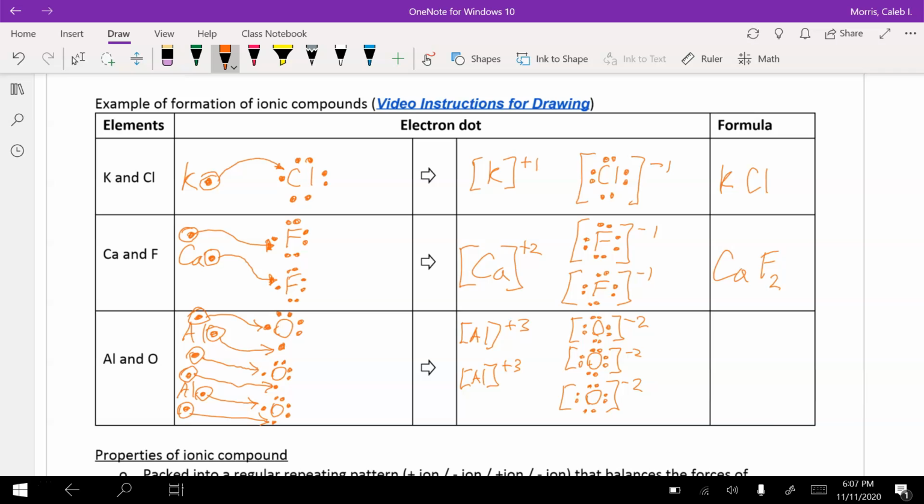So when we write this out, we just need to look at how many of each type of ion I see. I see 2 aluminum ions, so I'm going to put Al2. I see 3 oxygen or oxide ions, so I'm going to put O3, and that is our formula.